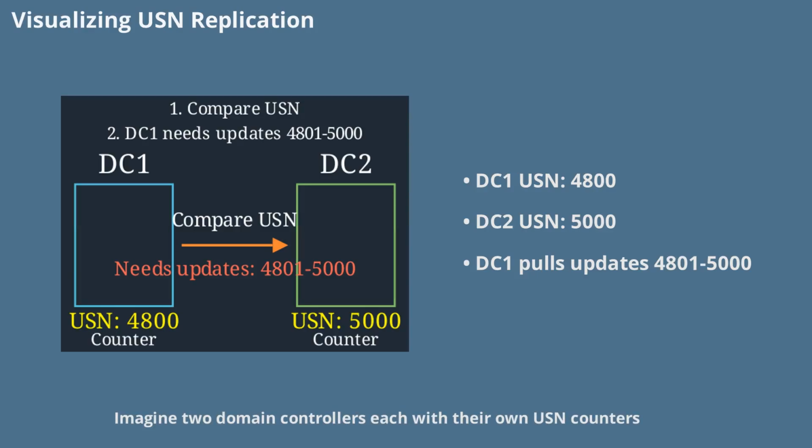Imagine two domain controllers, each with their own USN counters. As changes occur, the USN increases. When controllers communicate, they compare USNs to determine which updates are needed. This simple comparison keeps the entire directory synchronized.